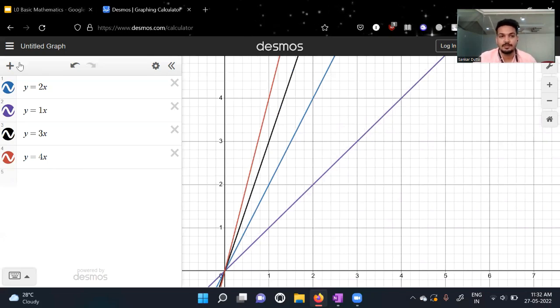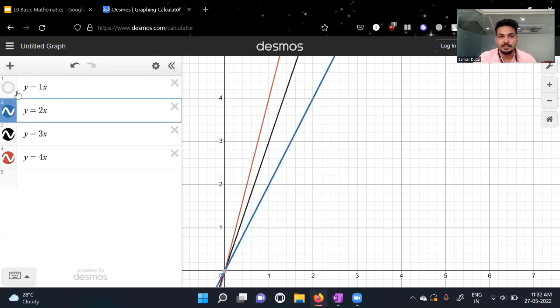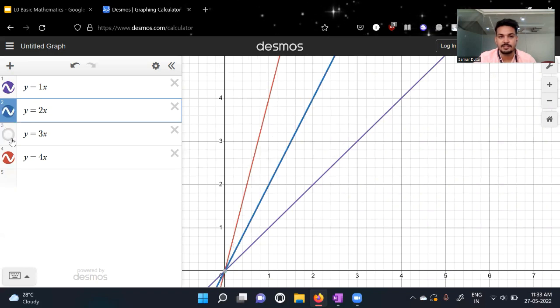If you want to know which one is which, just look at the colors. The one blinking right now is 1x. This is 2x. This one blinking right now is 2x. This is 3x, and this is 4x. So take your time, pause the video and think about this. What is this number signifying?